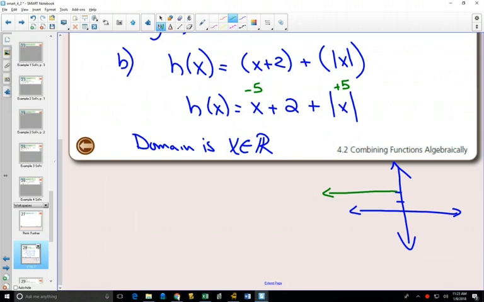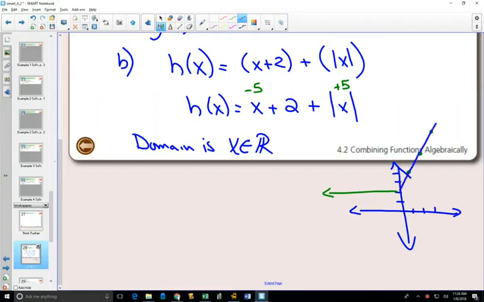If I put in any positive number, like if I put in 1, I'm going to get 1 plus 2 plus 1. I'm going to get 1, 4. If I put in 2, I'd get 2 plus 2 plus 2, I'd get 2 comma 6. If I put in 3, I'm going to get 3 comma 8. What does it appear to be making? A line.